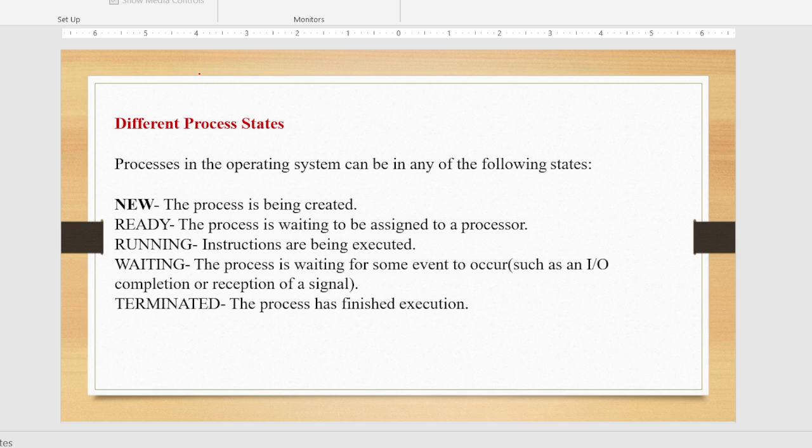In this video I am going to explain what is a long-term scheduler, what is a short-term scheduler and what is a medium-term scheduler. Okay, and what are the differences between these three types of schedulers.